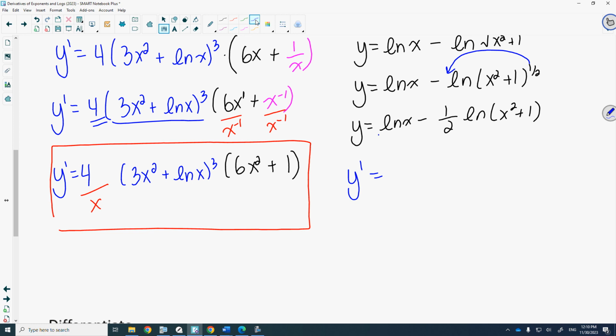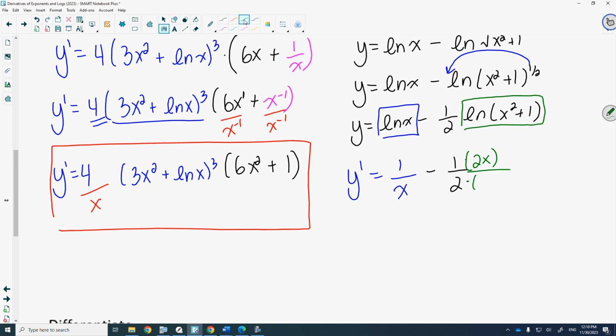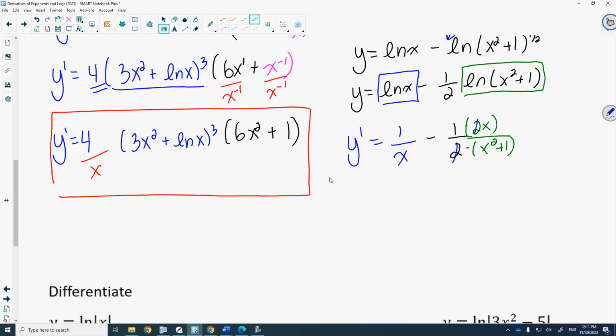So y prime is equal to, I'm going to differentiate the natural log of x, and I know that is 1 over x, minus 1/2, and then I'm going to differentiate the natural log of x squared plus 1 by using the formula of u prime over u. So u prime is 2x over u, which is x squared plus 1. Okay, the 2 over the 2 will cancel, and I'll have y prime is equal to 1 over x minus x over x squared plus 1.